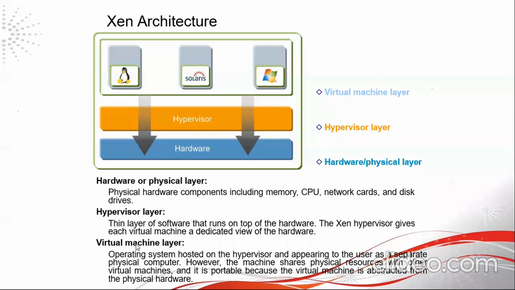And the virtual machine layer: the OS hosted on a hypervisor appearing to the user as a separate physical computer. However, the machines share physical resources with other virtual machines, and it is portable because the virtual machine is abstracted from the physical hardware. So they are hardware independent.